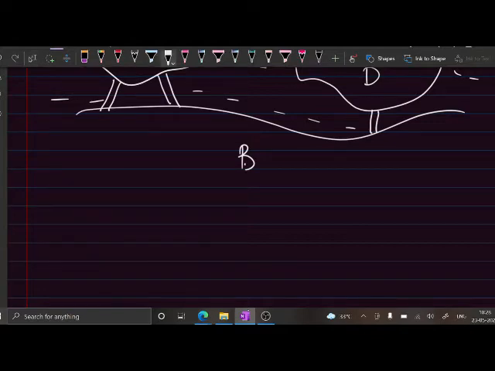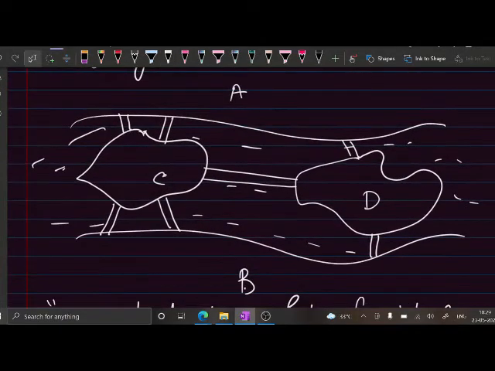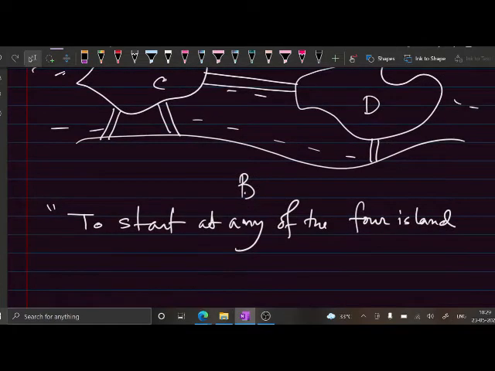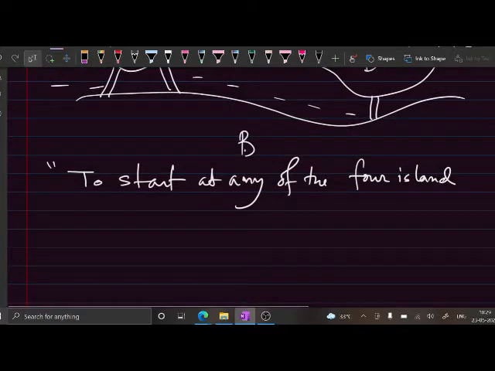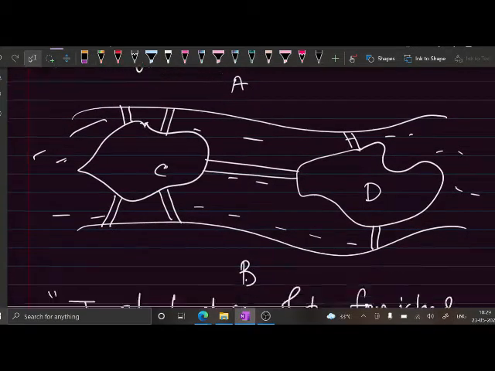so the problem is that, to start, I should write down the problem. Start at any of the four islands. Okay, any of the 4 islands, that is, you can start from C, you can start from D, you can start from A, you can start from B, but you need to get back to the same island. Okay, so to start at any of the 4 islands, okay, and walk over each of the 7 bridges, right? You have 7 bridges through which the islands are connected.